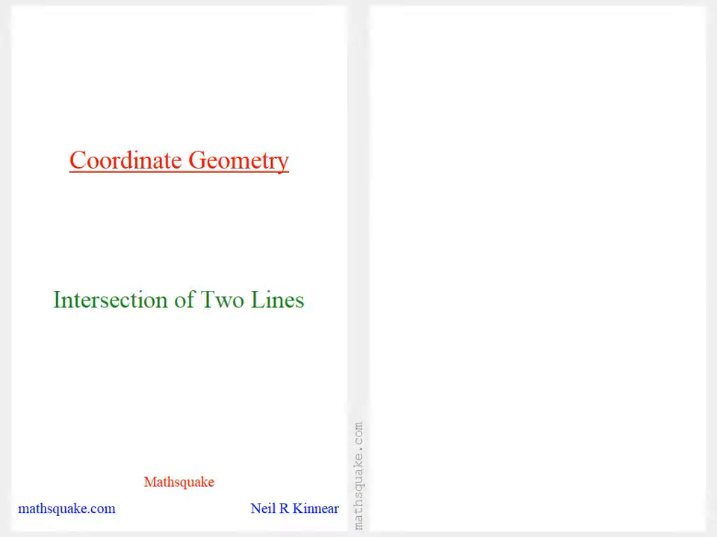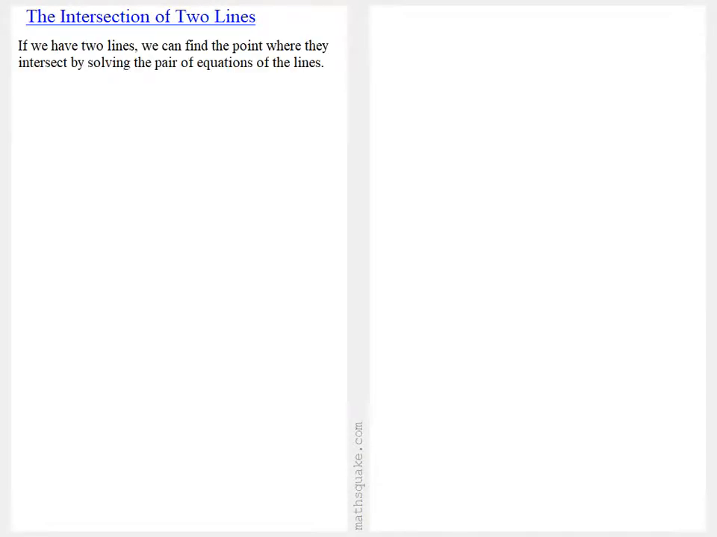Coordinate geometry, the intersection of two lines. If we have two lines, we can find the point where they intersect by solving the pair of equations of the lines.